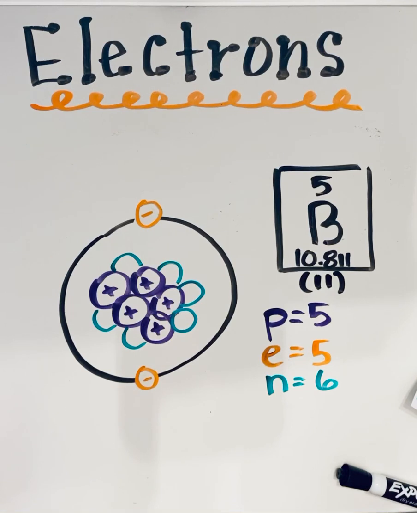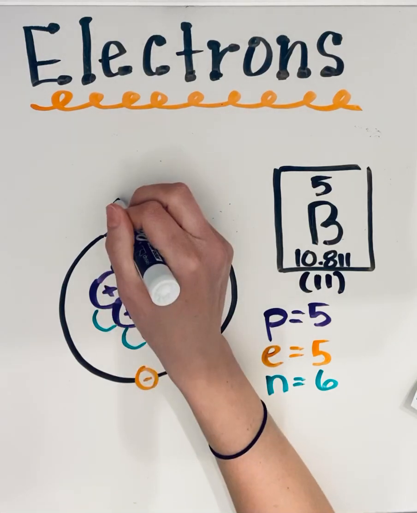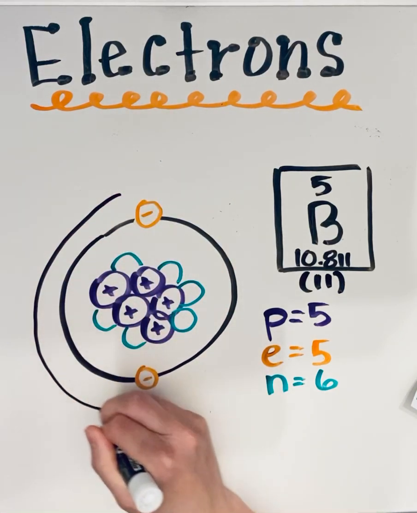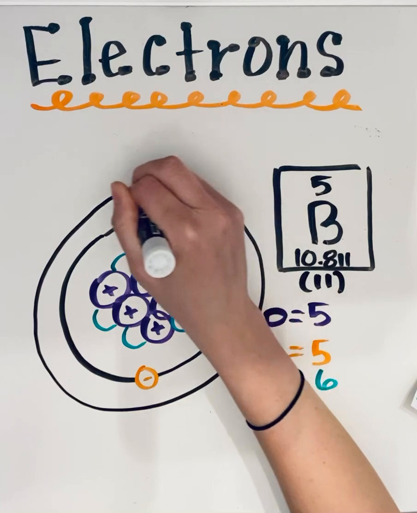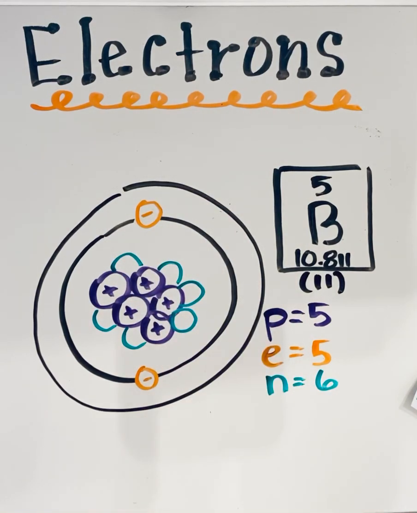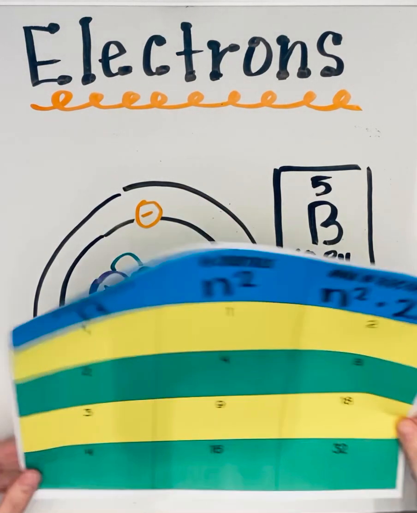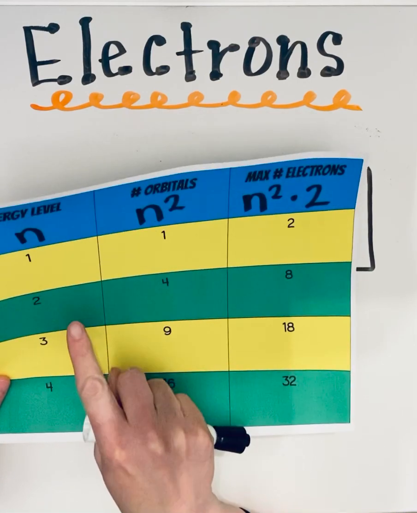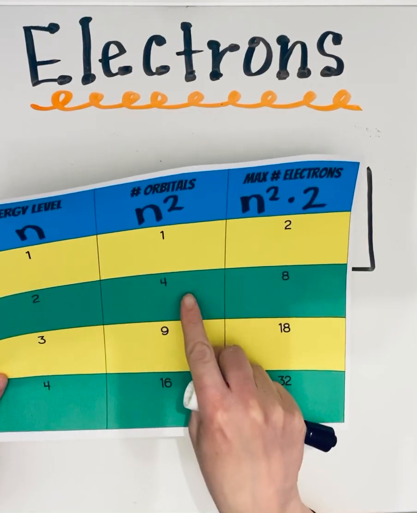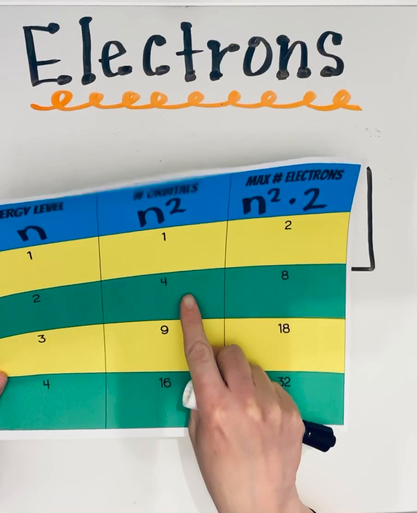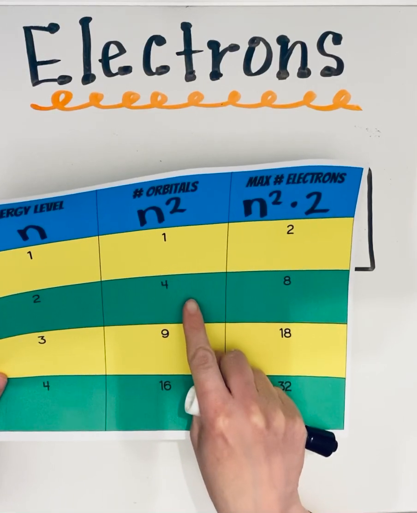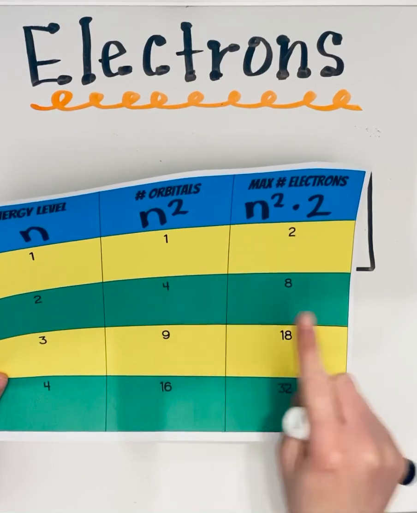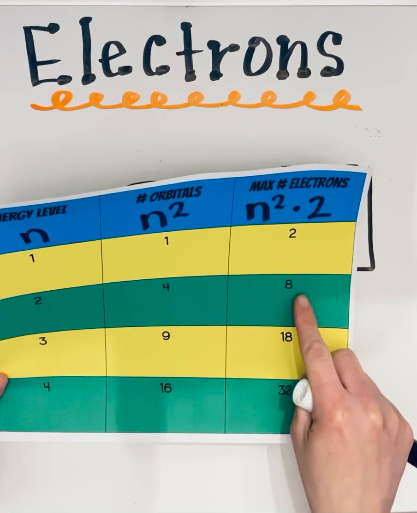But there's a problem because boron has 5 electrons. So how am I going to fit the rest of the electrons? Well, I need to draw a second energy level or a second floor to my hotel. So I'm going to go ahead and draw my second floor. And I'm going to refer back to my chart. So on the second floor, I know that there are 4 rooms or 4 orbitals, and each one of these rooms can fit 2 people. That means that I can fit up to 8 people on that second floor.